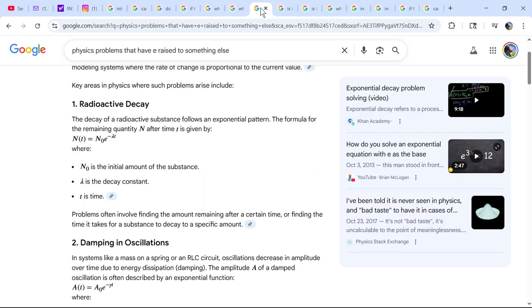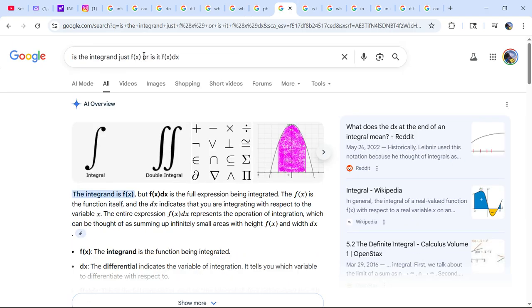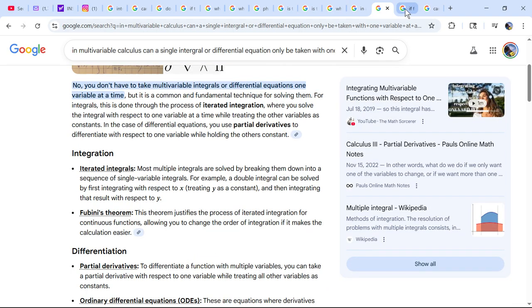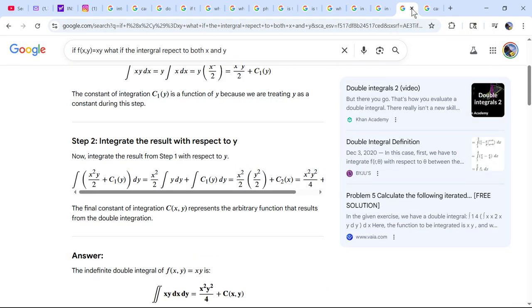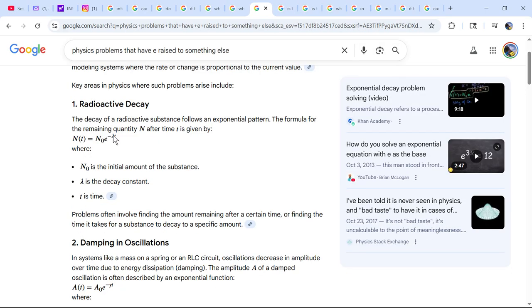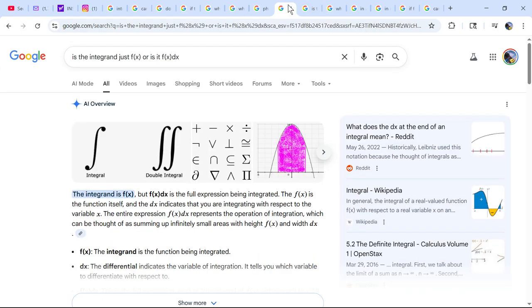Cool. So radioactive decay. This is e to the negative lambda t, and then I looked up, hey, where did I look that up? Anyway, that lambda is going to be units of inverse time.